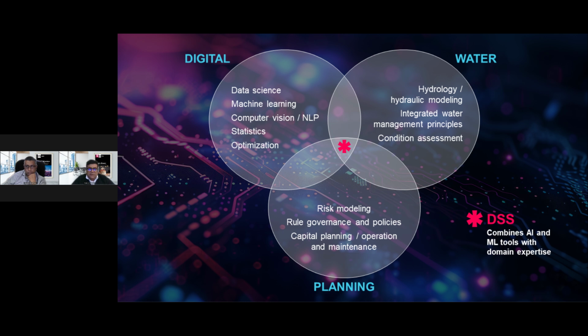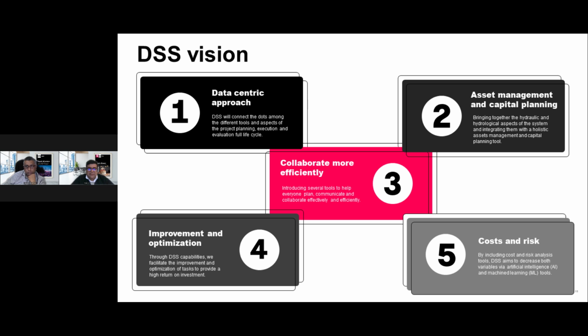Now, all of this had to be supported by risk modeling. As Jayesh mentioned, there were a lot of rule governance and policies, and the fundamentals of the client. What is their approach to CIP? What is their approach to operation and maintenance? All of that had to be considered. So as you can imagine, there was a lot of data involved.